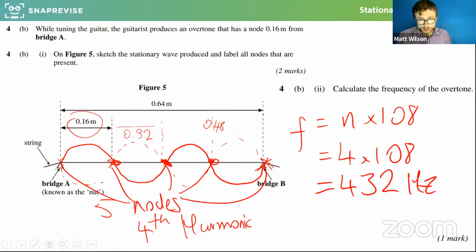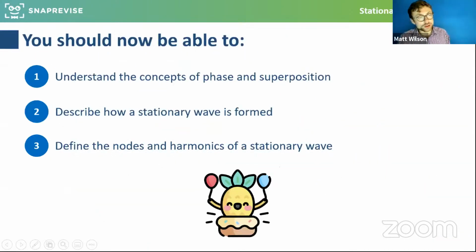Okay, so a couple of things to mention. First of all, what you've now had a taste of, you should now be able to understand these concepts of phase and superposition. You should be able to describe a bit about how stationary waves are formed, define nodes and harmonics of stationary waves, and use, or at least get used to using, a couple of these formulas. So it's really worth practicing working with these. Just a couple of other things to mention. In the meantime, let me know if you have any questions while I'm saying this stuff, and I'm happy to try and answer them as well.